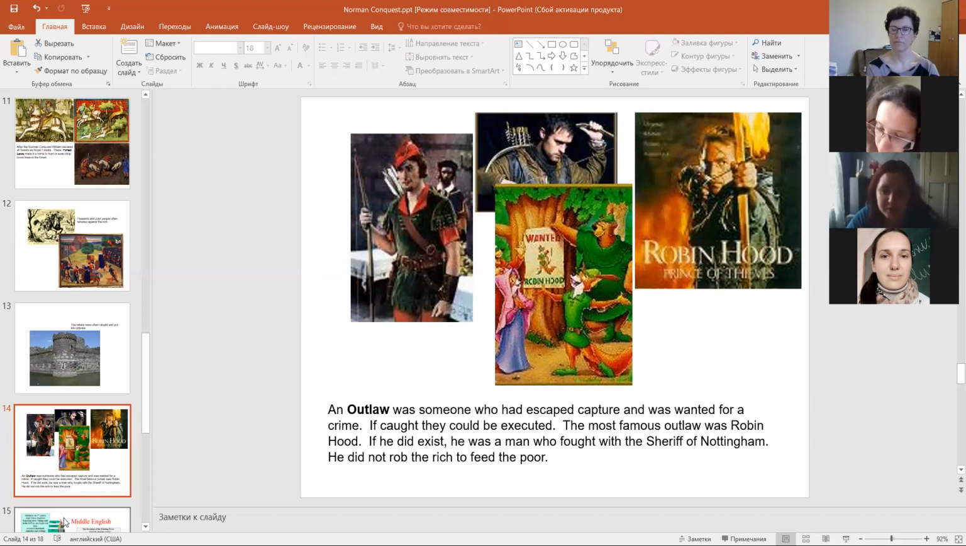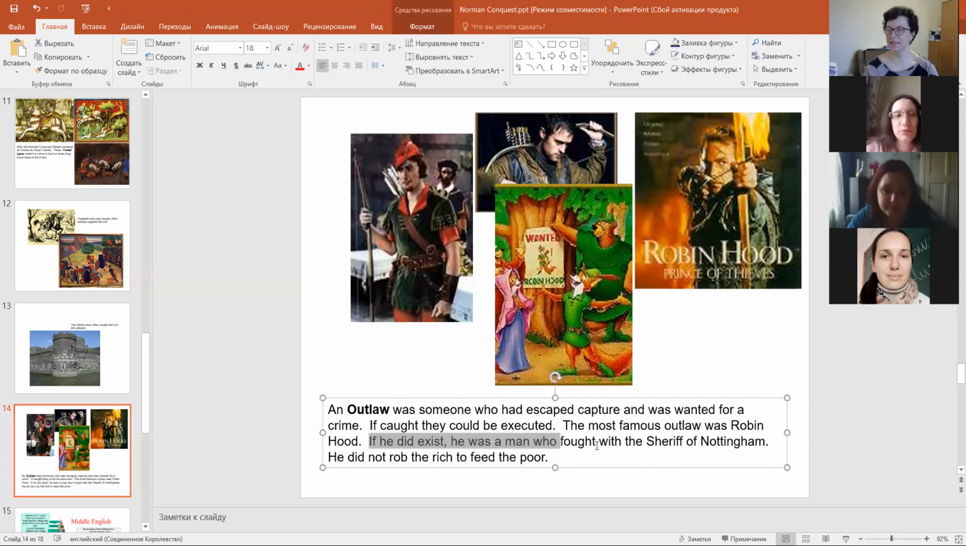The most famous outlaw was Robin Hood. If he did exist, he was a man who fought with the sheriff of Nottingham. He didn't rob the rich to feed the poor. So you see that probably if he existed, his main problem was the sheriff of Nottingham. Probably he didn't feed the poor, and this is already the legend.